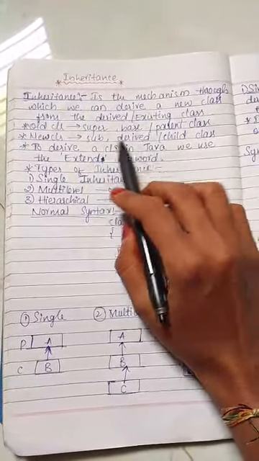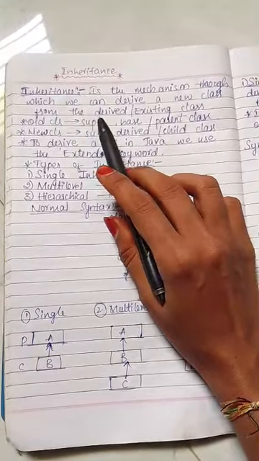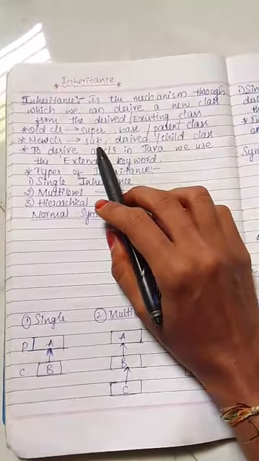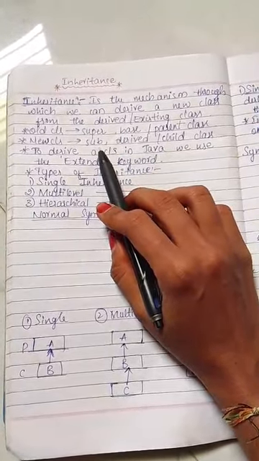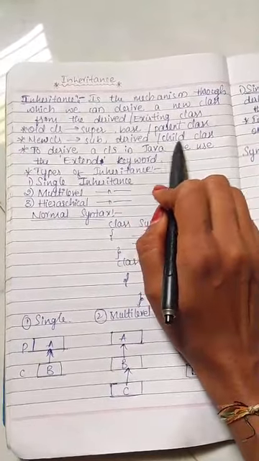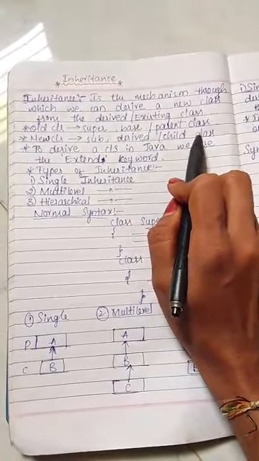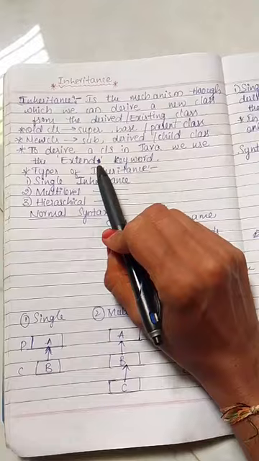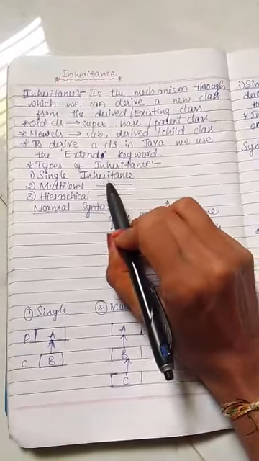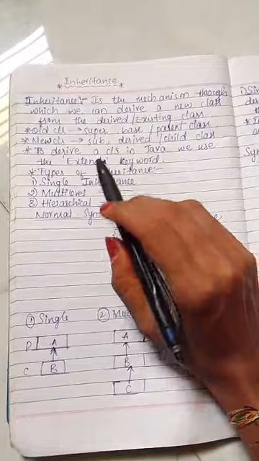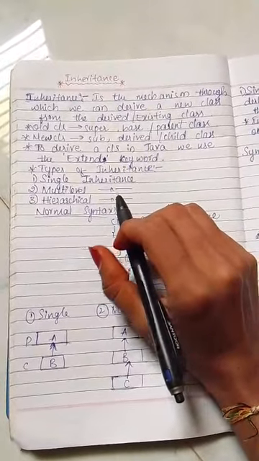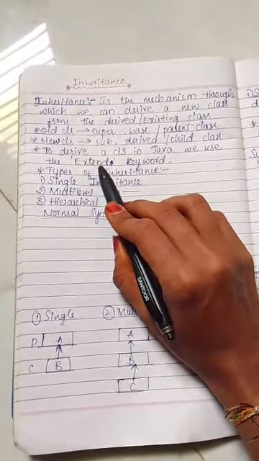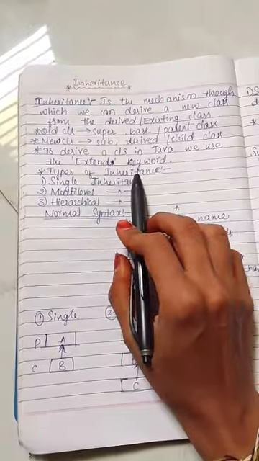We can call them like this. If I say superclass, that is the existing class. Base is also parent class. If I say subclass, that is the new class, derived class, and child class. And to derive a class in Java, we use the extends keyword. For example, class subclass extends superclass. We use the extends keyword in inheritance. This is very important.